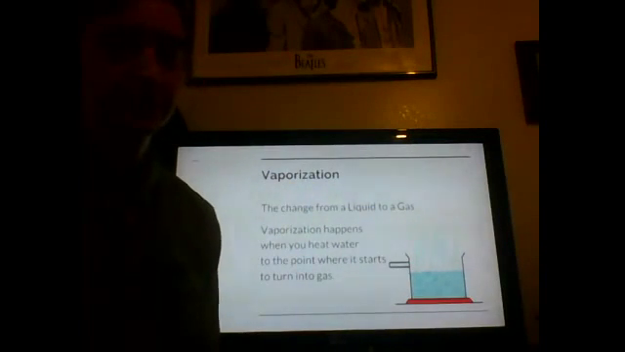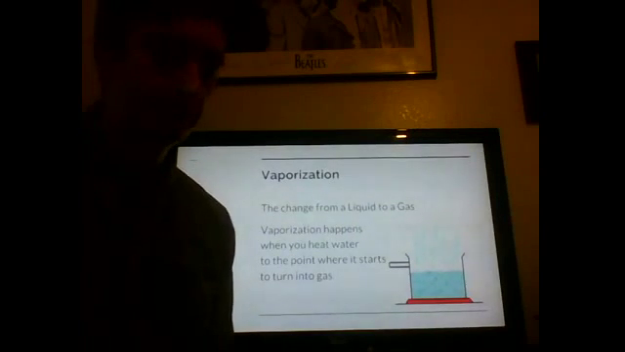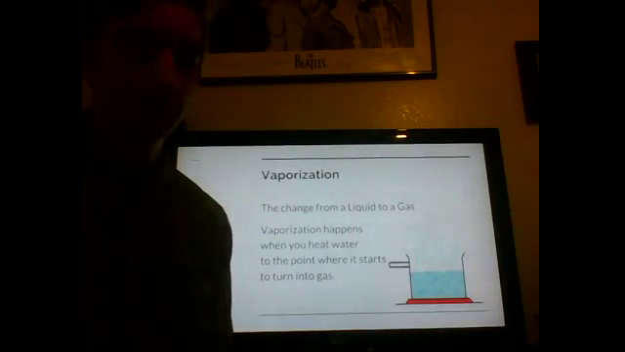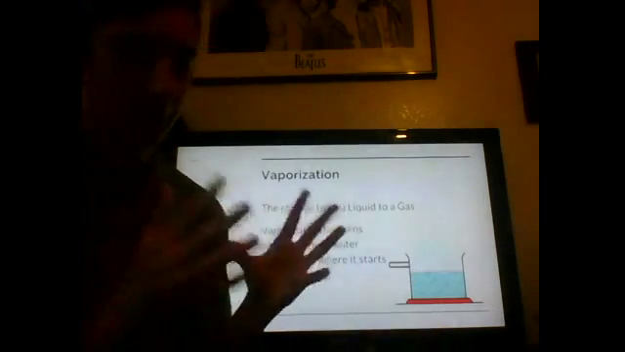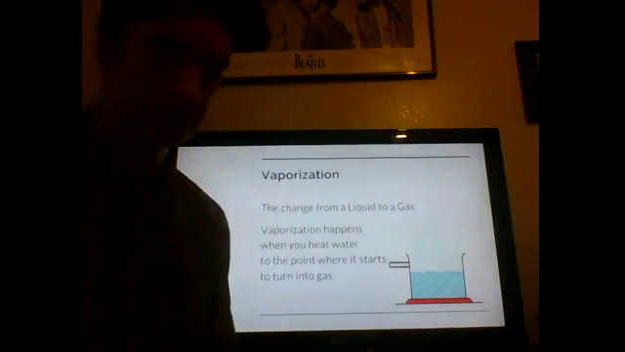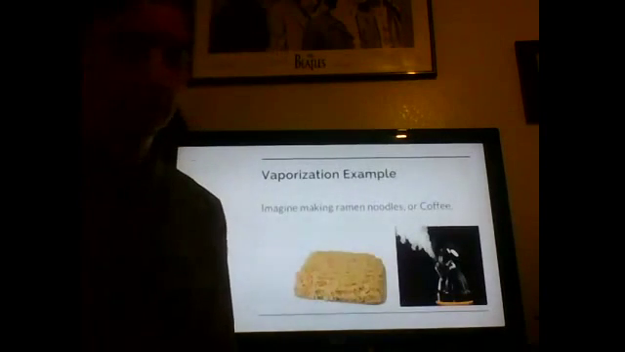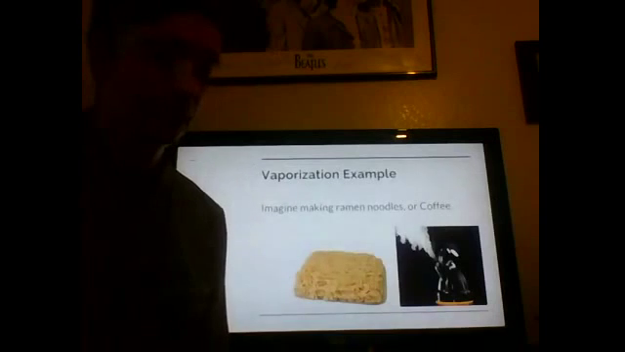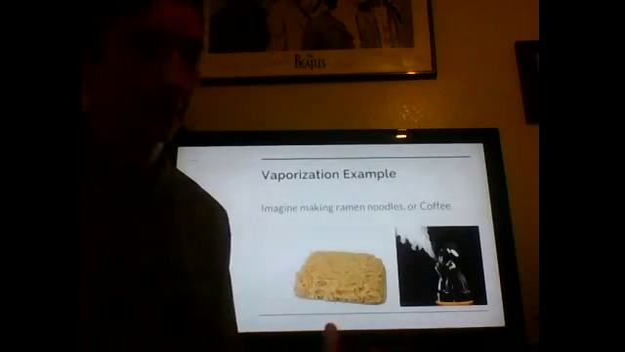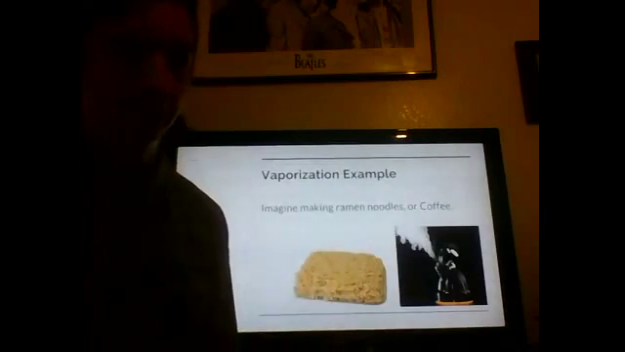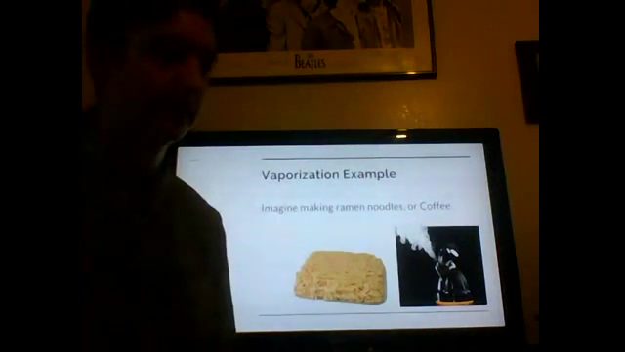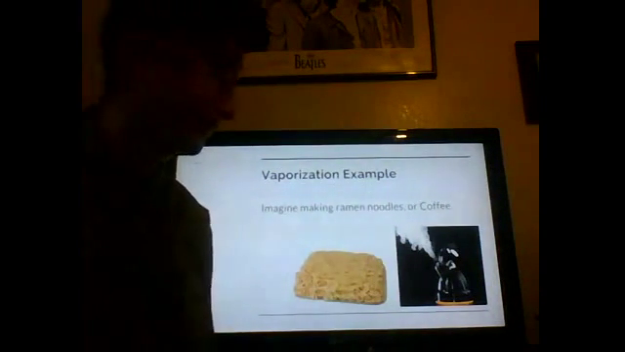Vaporization. Vaporization is a change from a liquid to a gas, and normally occurs when you heat the liquid up to the point where it's boiling, and all the smoke coming up is the act of vaporization. An example of vaporization would be when you're making ramen, and you're heating up the water to make the food, and it causes the water to boil, and then it starts steaming everywhere, and that causes vaporization.